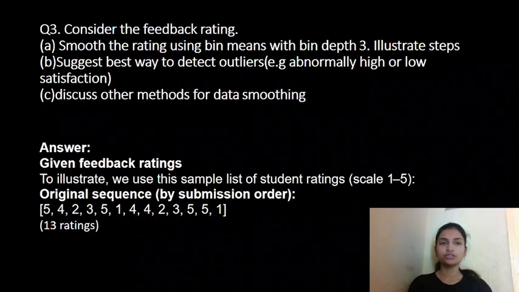Now we are on the third question, that is considered the feedback rating. Smooth the rating using bin means with bin depth 3, illustrate steps. B. Suggest best way to detect outliers. C. Discuss other methods for data smoothing.